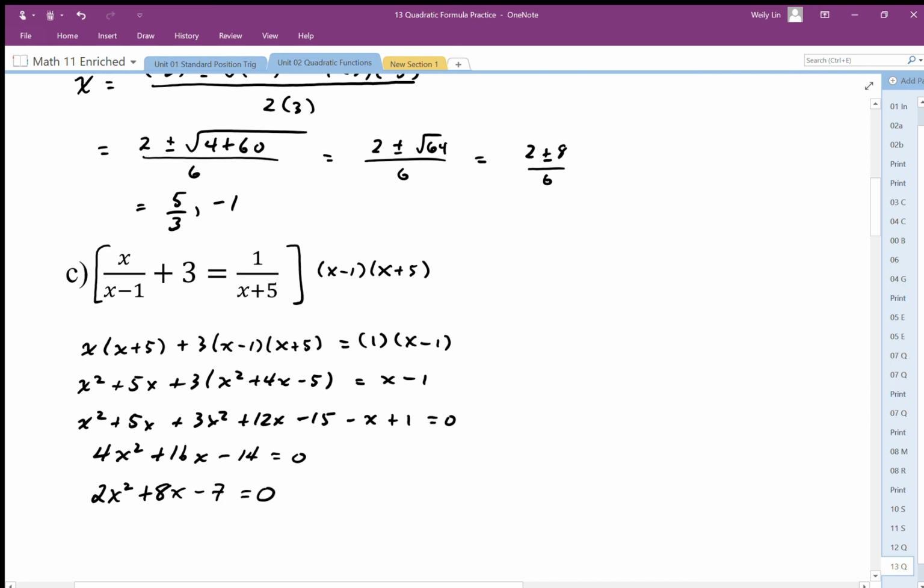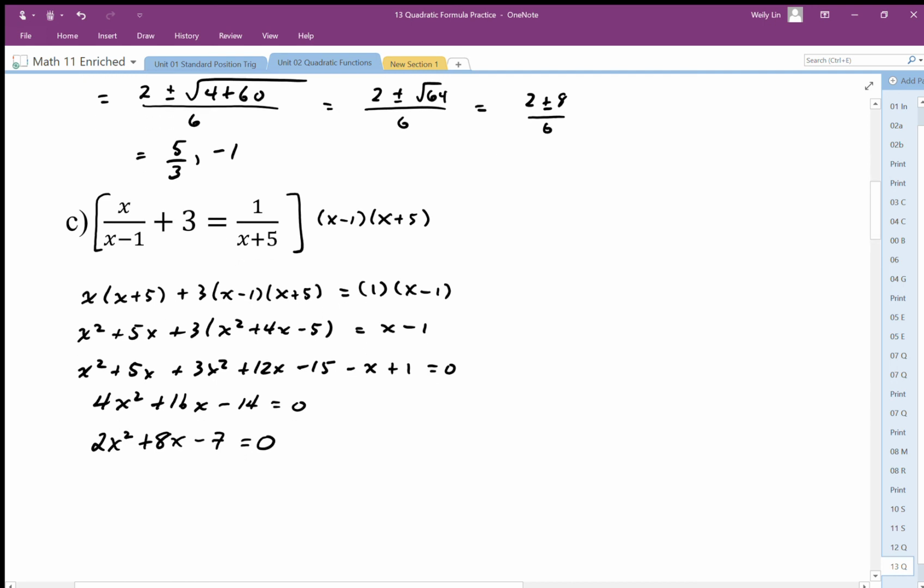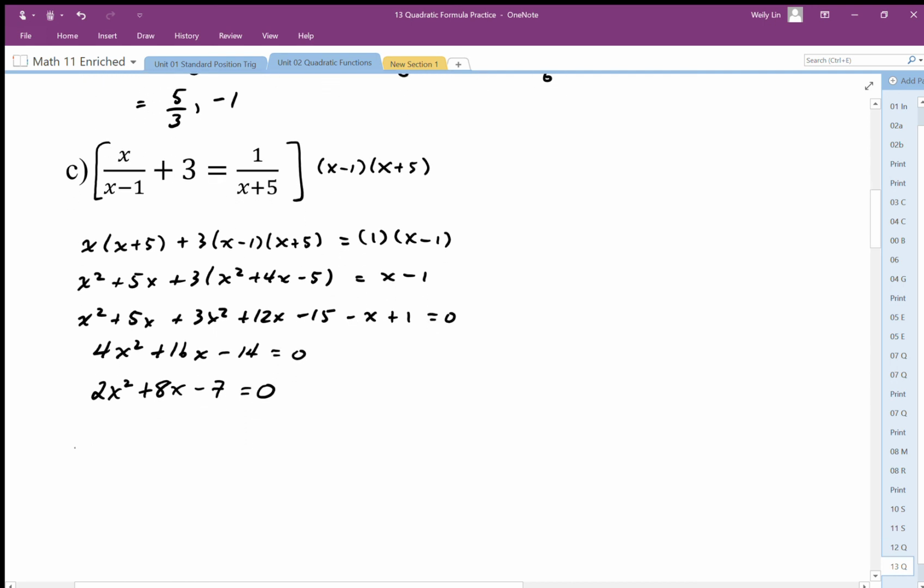Now, whether I do this or not doesn't make any difference to the solution. The only thing this does is make the numbers smaller or easier to work with. And again, the reason why I can do this is because this is an equation. I can divide both sides by the common factor of 2. Okay, and then I can plug into the quadratic formula.